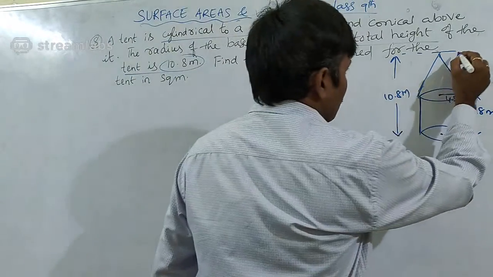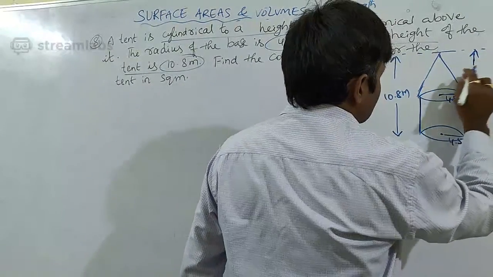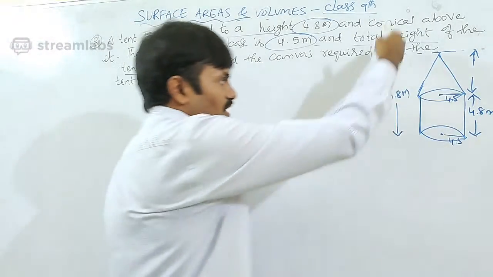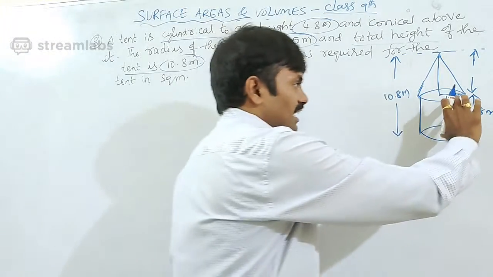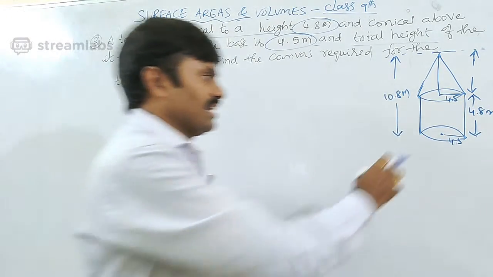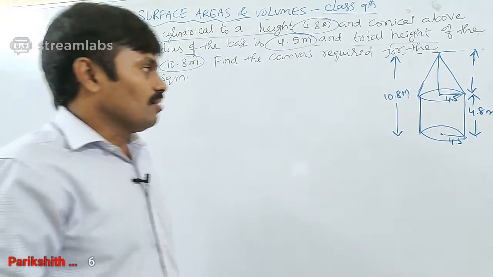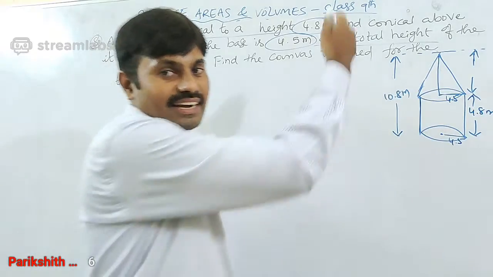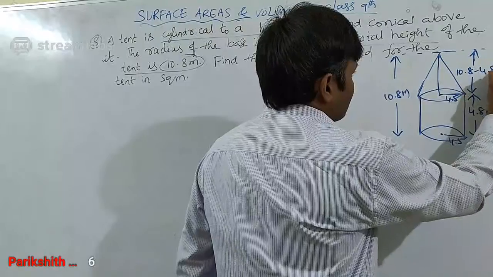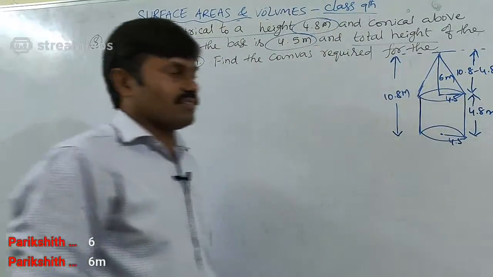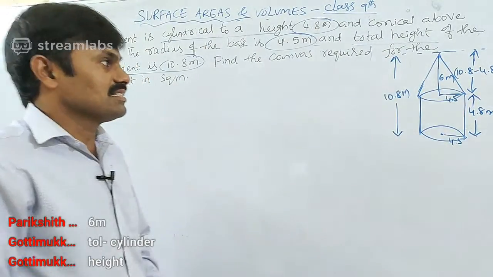Then what about the conical part height? The total height is 10.8, the cylinder height is 4.8. And the conical part height is how much? We don't know, but the total height is given. So 10.8 minus 4.8, that is 6 meters. Total minus cylinder height. Okay, that is 6 meters.